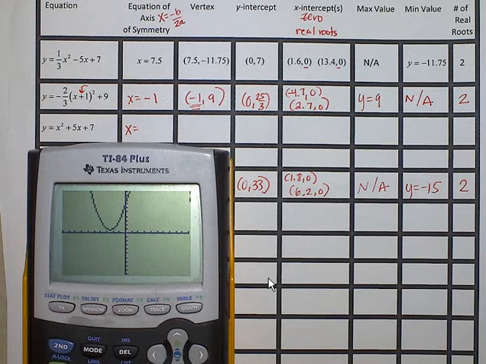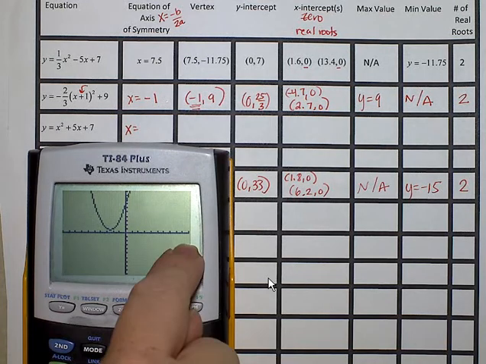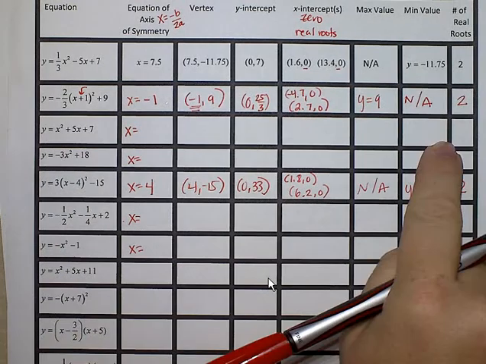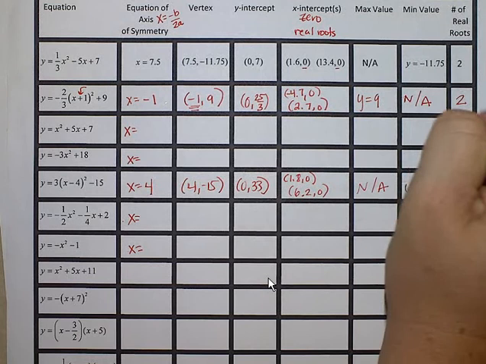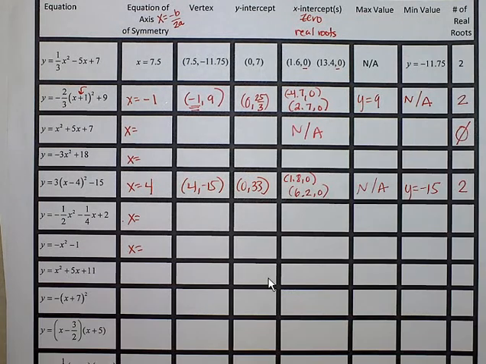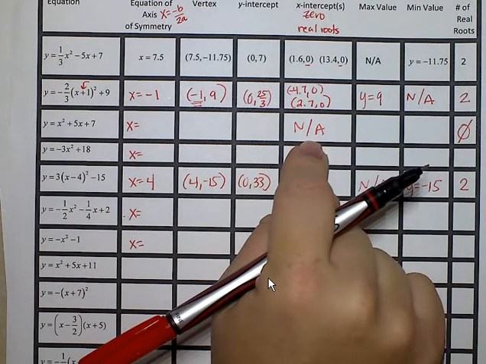How many x-intercepts do we have? 0. Does everybody see how this never touches the x-axis? So let's go over to x-intercepts. There's 0. And go to x-intercepts and write NA. There's none. Or you could put 0 again. I just don't want that to be confused with what an actual x-intercept is. There's none.